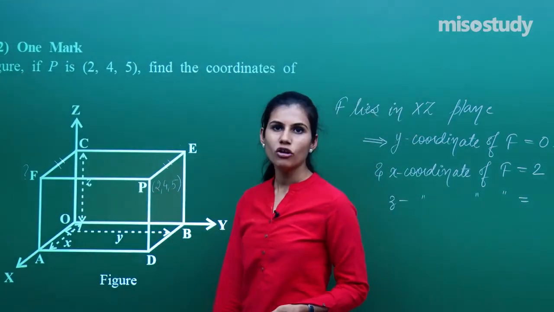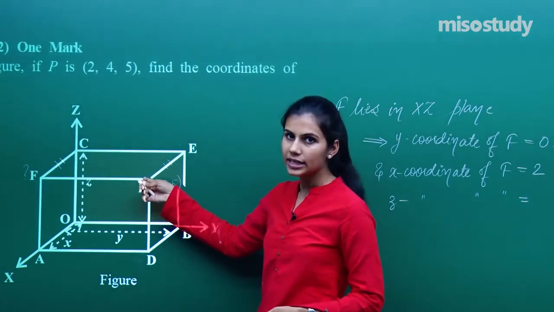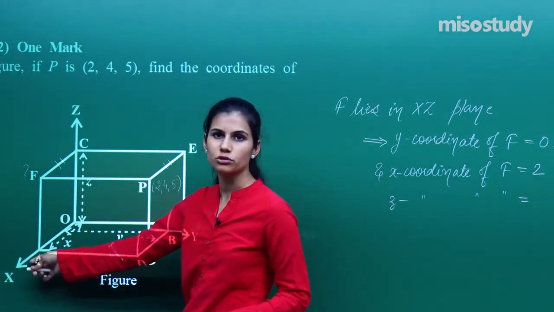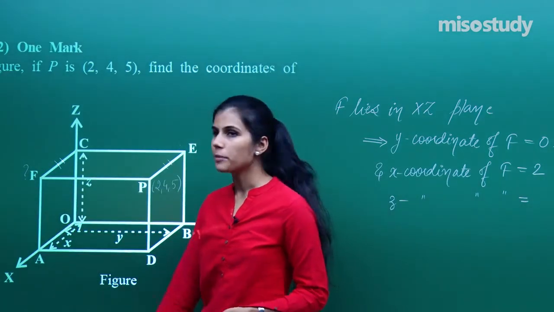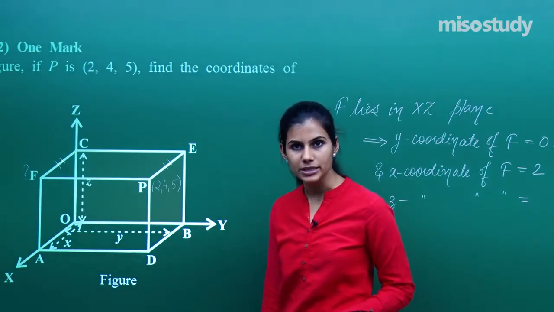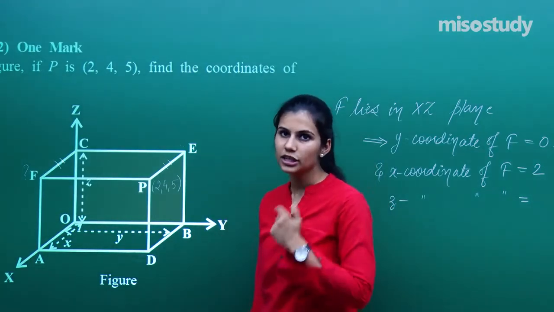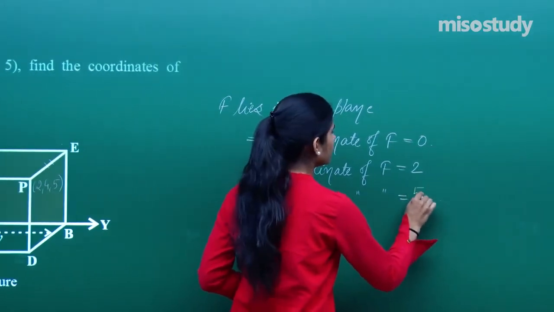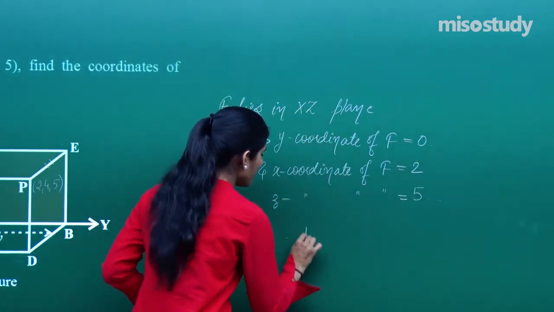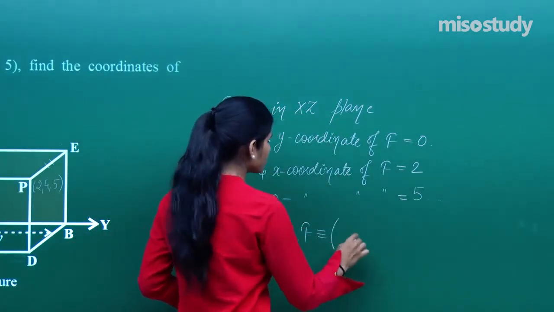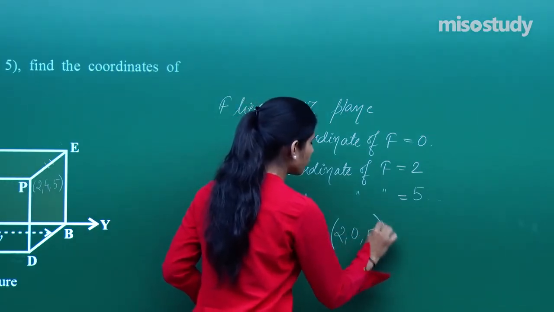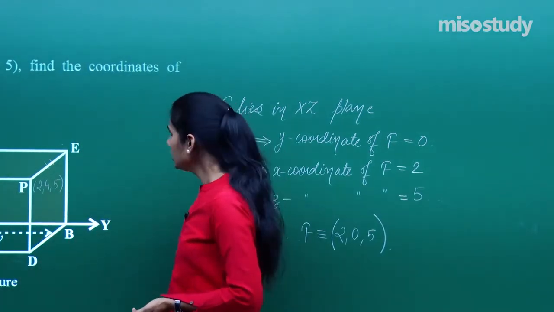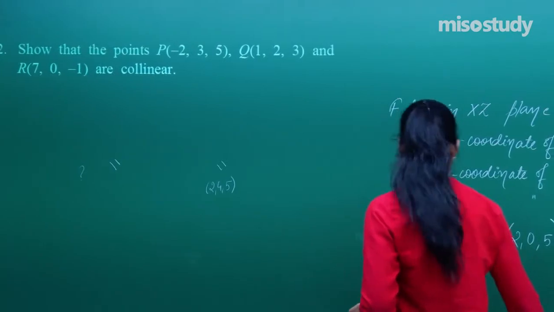Again, because F and P are lying on a straight line, whatever is the length of the perpendicular drawn from P onto the xy plane, same is the length of the perpendicular drawn from F onto the xy plane. So, the lengths of these perpendiculars drawn from F and P onto the xy plane will be the same. That is nothing but the z coordinate. So, even the z coordinate of F and P will be the same. Z coordinate of F will be equal to 5, same as the z coordinate of P. Therefore, point F will be: x coordinate is 2, y coordinate is 0, z coordinate is 5. These are the coordinates of point F. Clear?